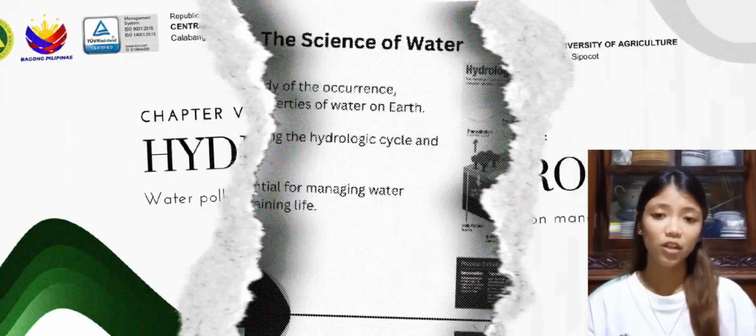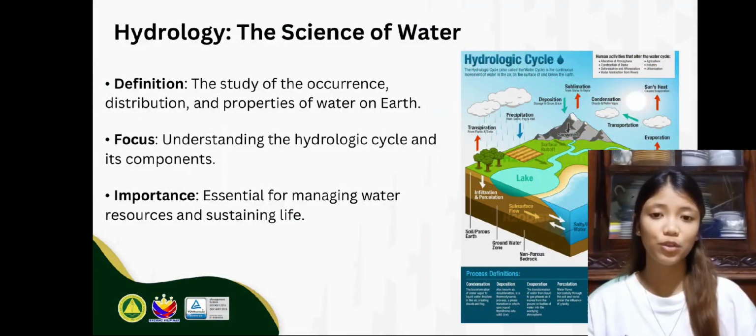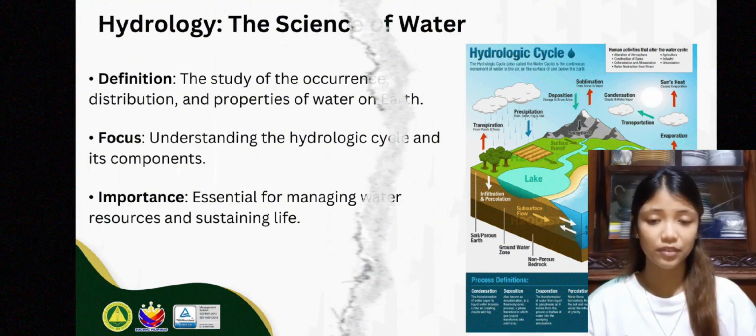Hydrology. Hydrology is the science that deals with the occurrence, distribution, and properties of water on Earth. It focuses on the hydrologic cycle, which is the continuous movement of water in its various forms, such as liquid, solid, and gas, through the environment. It is important for managing water resources and sustaining life.